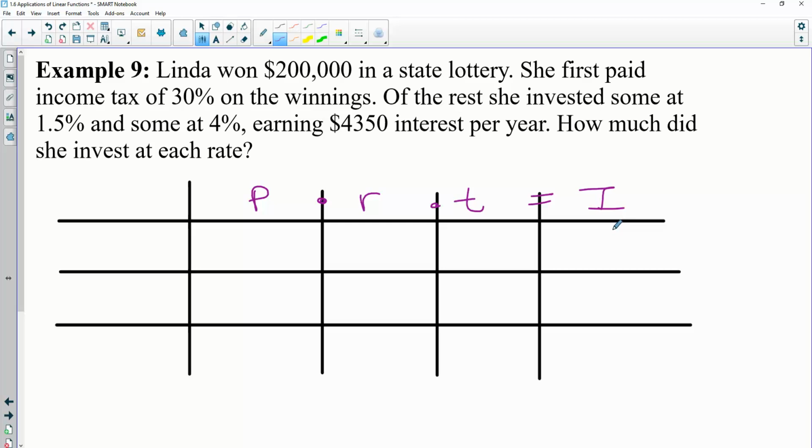So if I look at this problem, Linda won $200,000 in a state lottery. She first paid income tax of 30% on the winnings. Of the rest, she invested some at 1.5% and some at 4%, earning $4,350 interest per year. How much did she invest in each rate? So there is a lot going on here. What is the very first thing that happened?